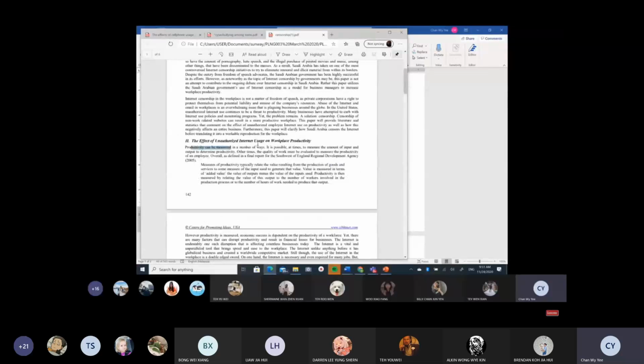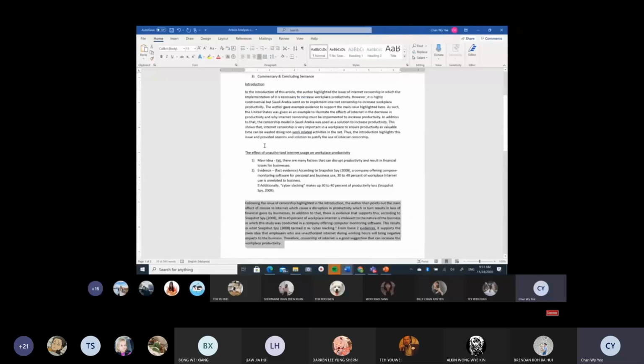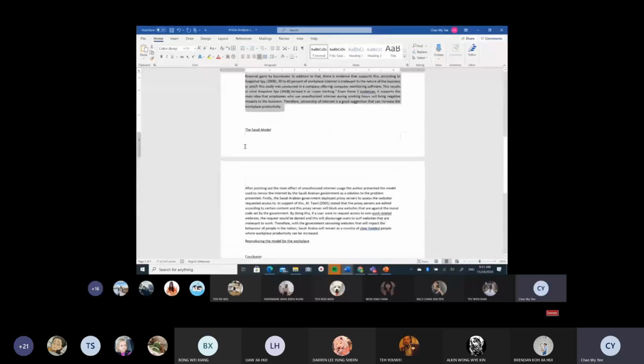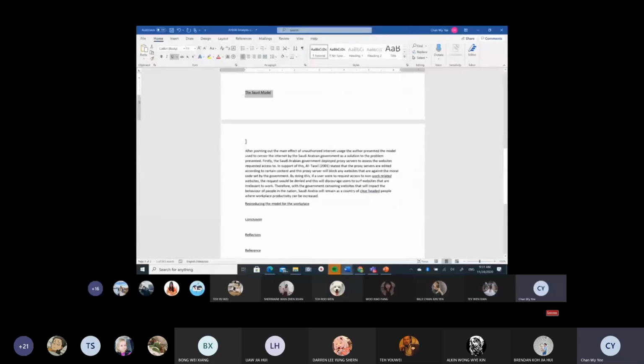The effects on unauthorized usage. So this is the first main idea for the content, the literature review. So what is the main idea? The evidence. Okay, and then your commentary and your concluding sentence. Okay, followed by the Saudi model is the second one. Okay, same thing. You have to point out the main effect.